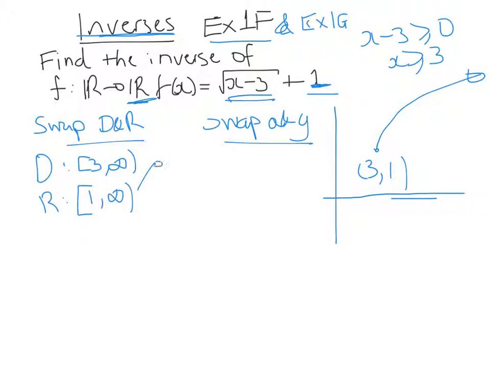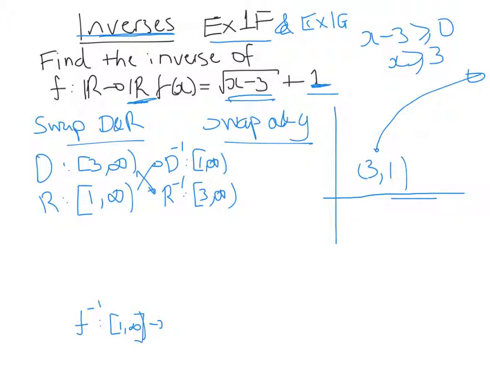Now for the inverse, what we've got to do is swap the domain and swap the range over. That means the domain of our inverse will be from 1 to infinity, and the range of our inverse will be from 3 to infinity. So there's half the problem done, and if we were to write the inverse here, we can already write one part of it because we know the domain will be from 1 to infinity, and we know that should be a square bracket. Whoops, no, actually it should be a round bracket because it's infinity, and the range will be from 3 up to infinity.